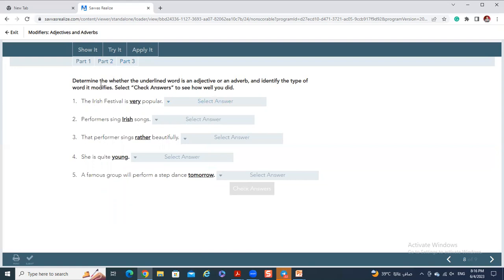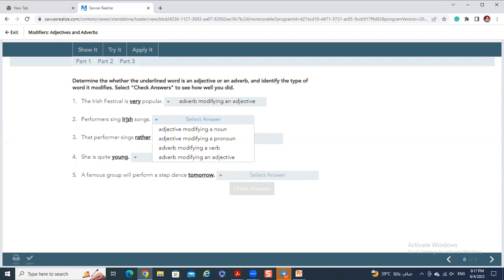Okay. Determine whether the underlined word is an adjective or an adverb, and identify the type of word it modifies. Engineer Taha, very. It's what and modifies what? You have to decide first whether very is an adverb or adjective, then find what it modifies. Adverb. Bravo. Does the adverb modify an adjective or a verb? Adjective. Bravo. It modifies popular. Very popular. Perfect.